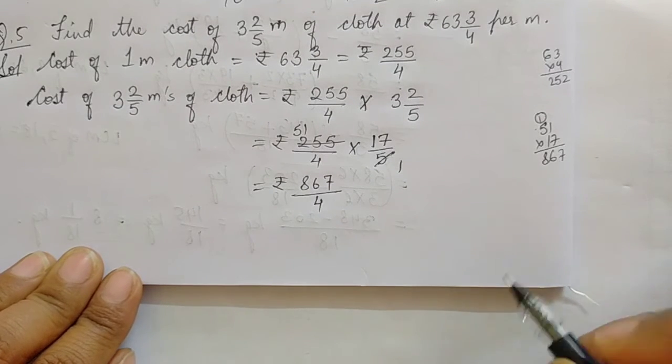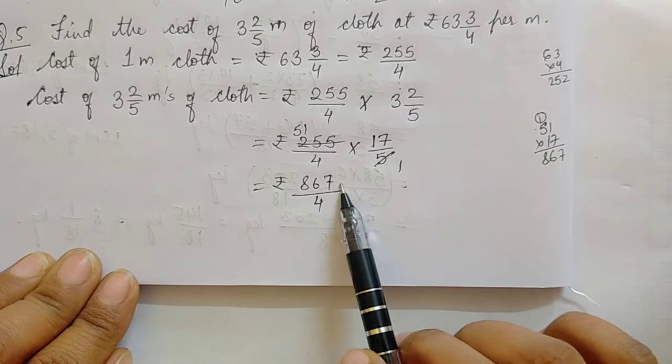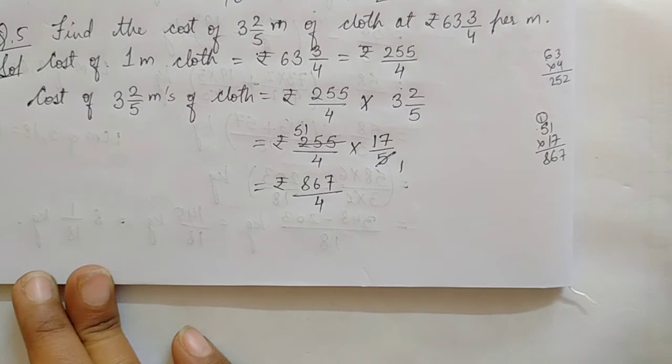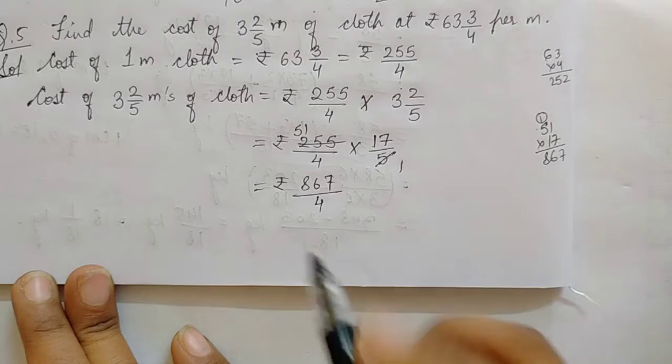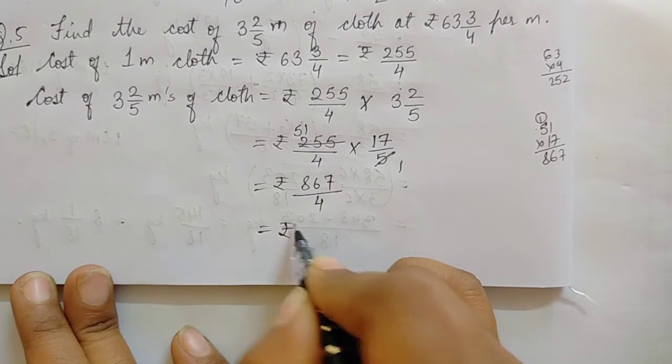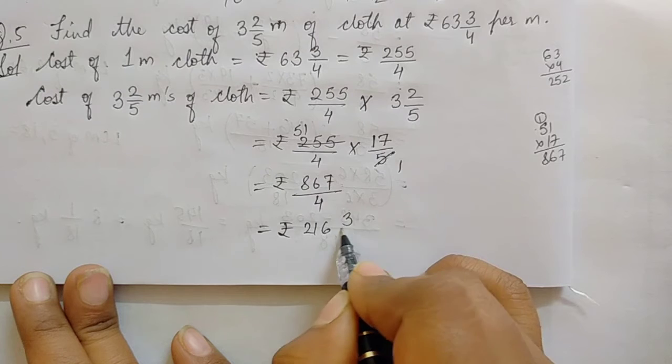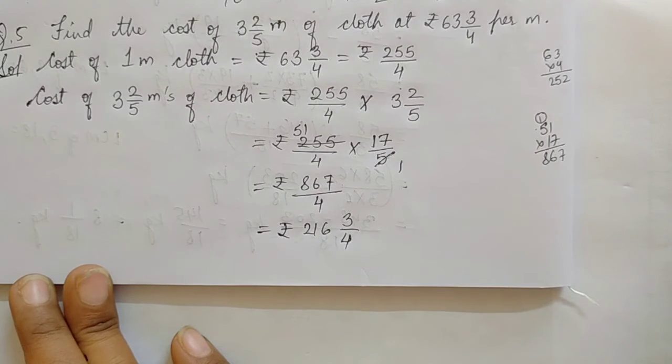Now we can divide it by 4, but here 7 is present, so it cannot be fully divided, it will leave a decimal. Therefore it is better to convert it into a mixed fraction. So it is rupees 216 3/4. So this is the cost of 3 2/5 meters of cloth.